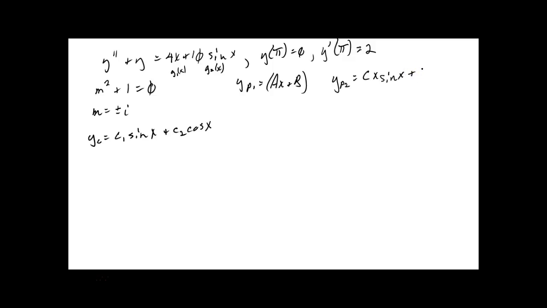plus e. No, I think you got to put the x with it, I believe. Cosine x. I think you do. Let me check. Yeah, you put the x with both of them. Otherwise, you're going to wind up with duplication again. Okay. Now what?